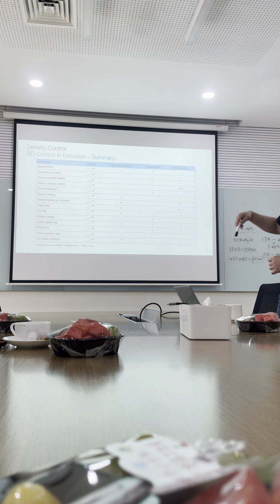And with a higher screw RPM, what does that mean? It means your SME is high and viscosity is lower, resistive force is lower, and then with a lower resistive force, the product is easy to get expanded, right?